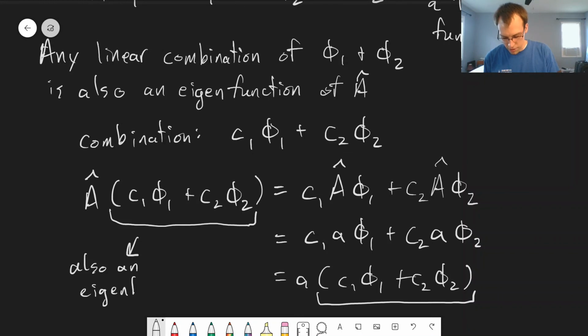And this is a consequence of the fact that all of the operators that we deal with in quantum mechanics are linear operators. So if we find a solution where we have degenerate states, we can combine them however we want, and those linear combinations are still going to be eigenfunctions.